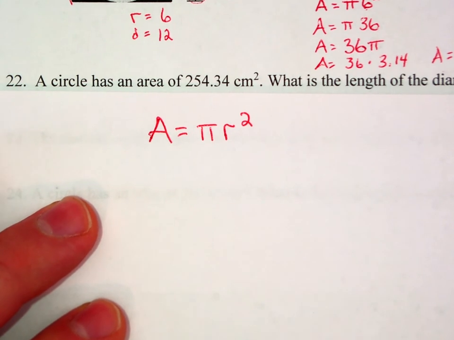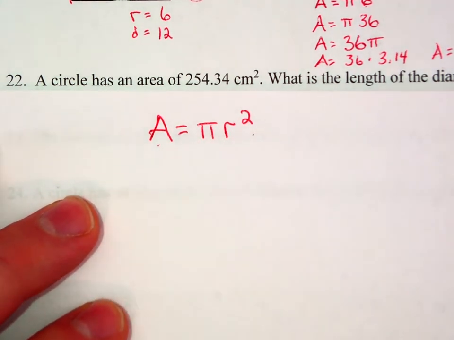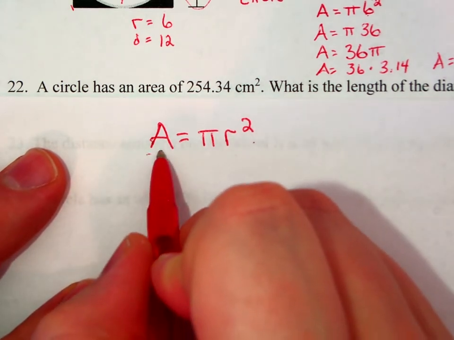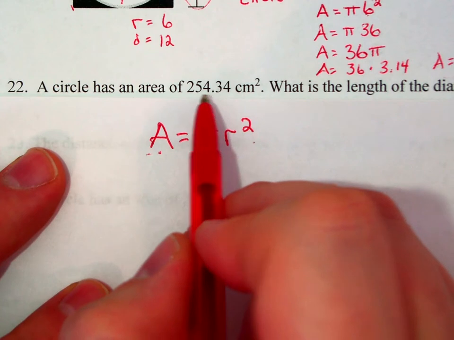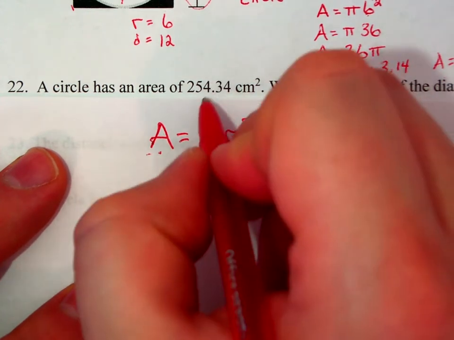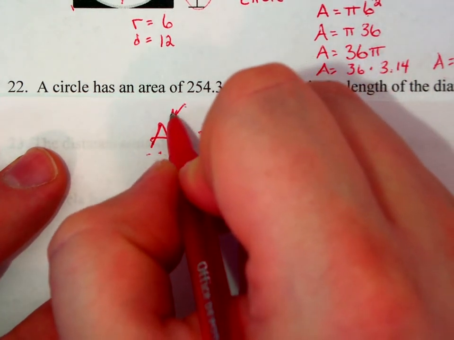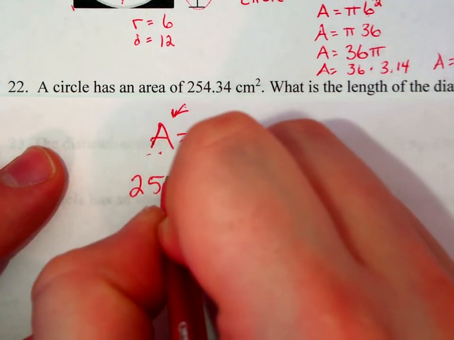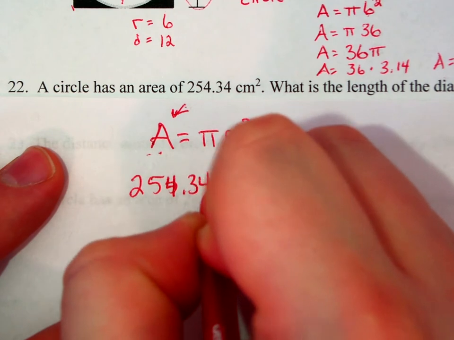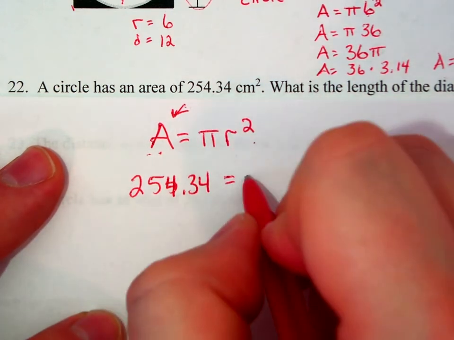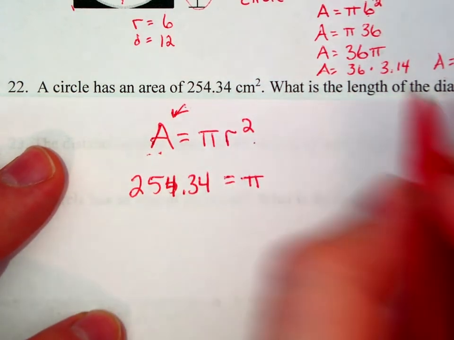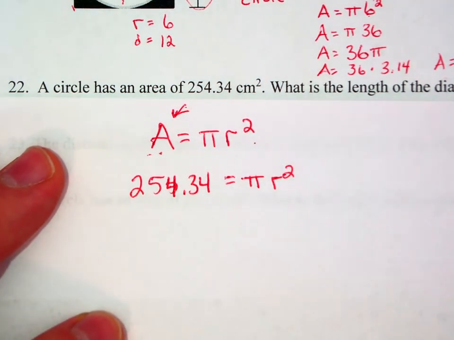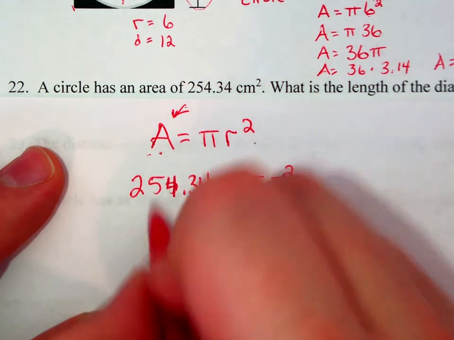And ask myself, which one of these terms represents area? We know that the term that represents area is the big A. The problem tells us a circle has an area of 254.34 centimeters. So I'm going to plug that in for the area. I know pi is approximately 3.14, and I don't yet know the radius because it's asking me for the diameter. So now I know I'm going to have to do a little bit of math.